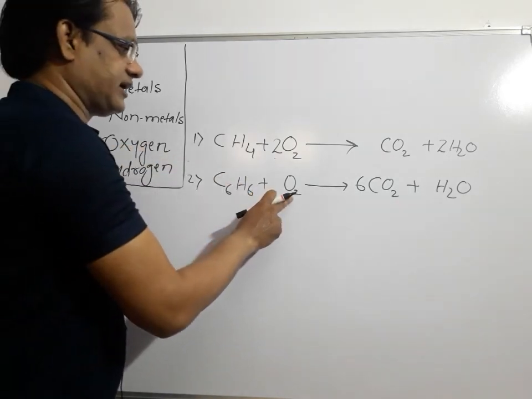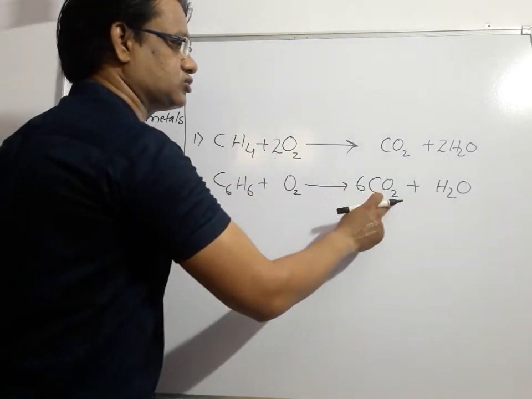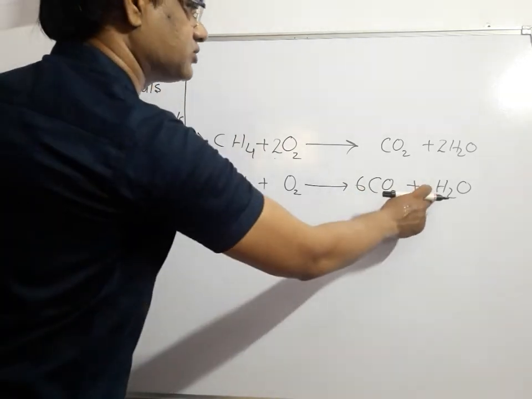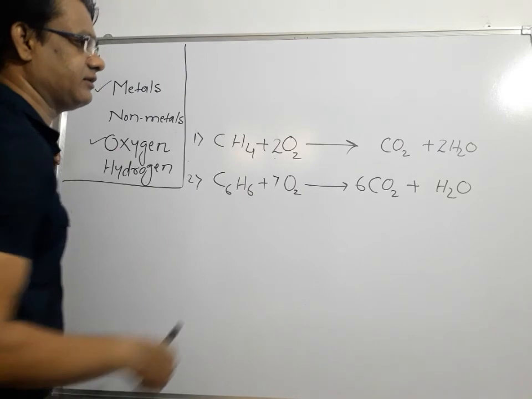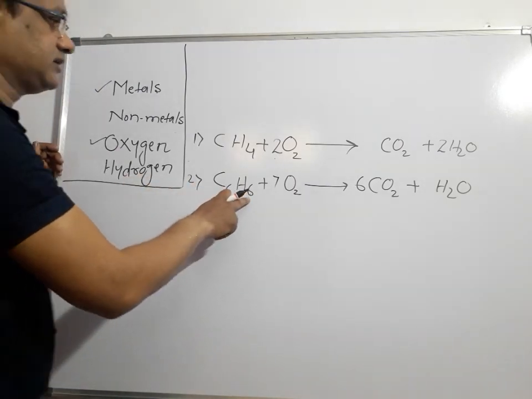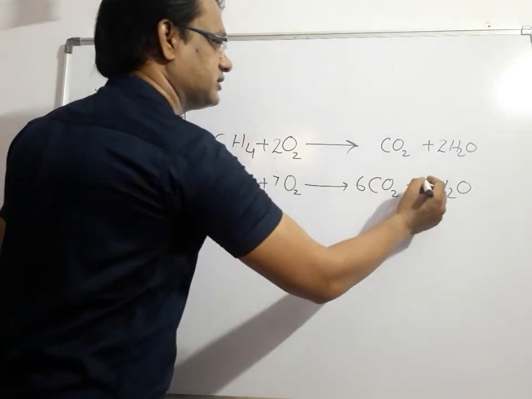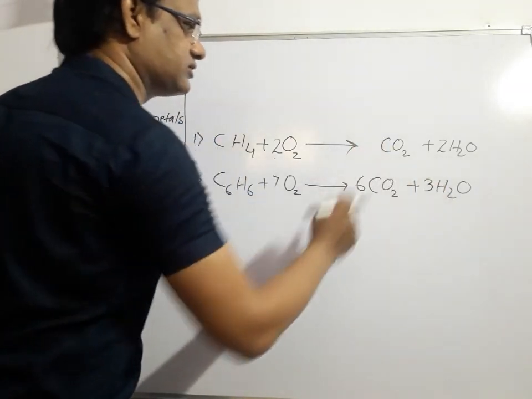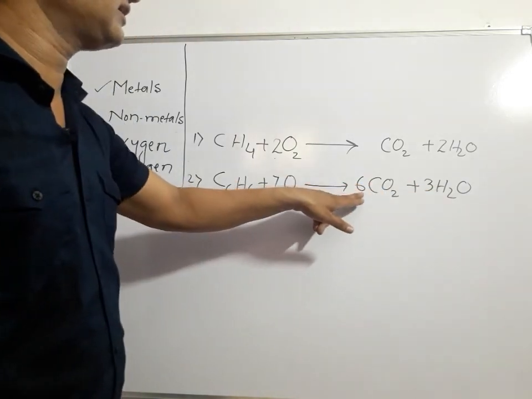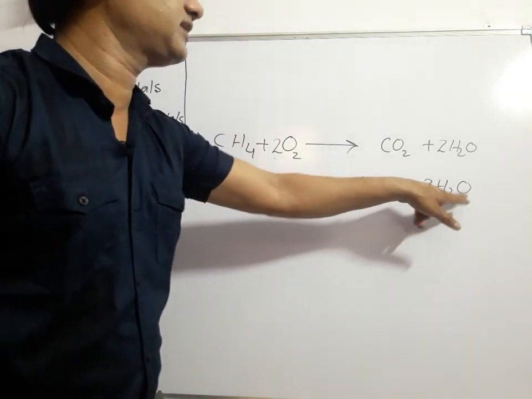How many oxygens are here? 2. Here 6 into 2 is 12, plus 2 is 14. 14 means we will put 7 here. Now what will we balance? Hydrogen. Hydrogen, 6 hydrogen. Here only 2 hydrogen. We will put 3 here. So 3 into 2, 6. Now while doing this, the quantity of oxygen changes. That 3 into 2, 12, plus 3 is 15.